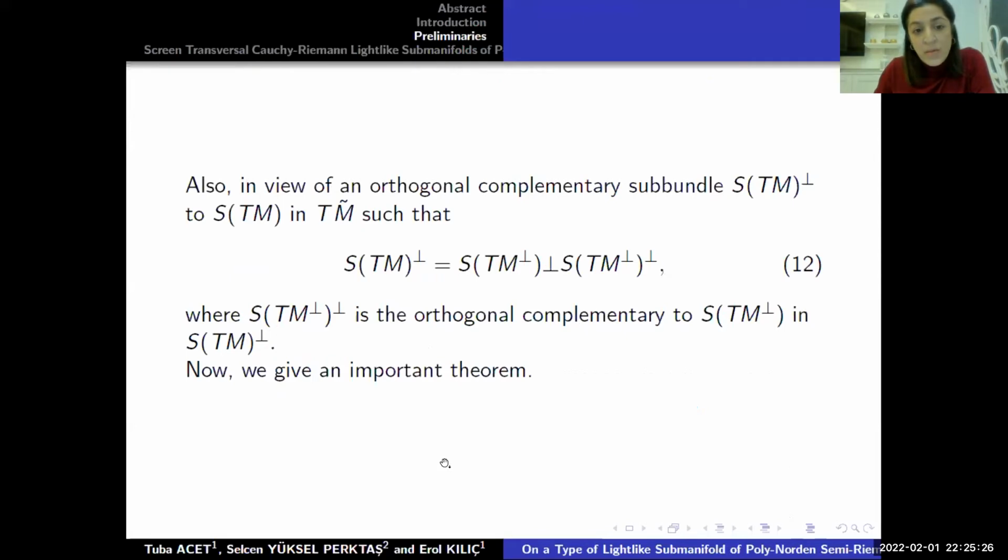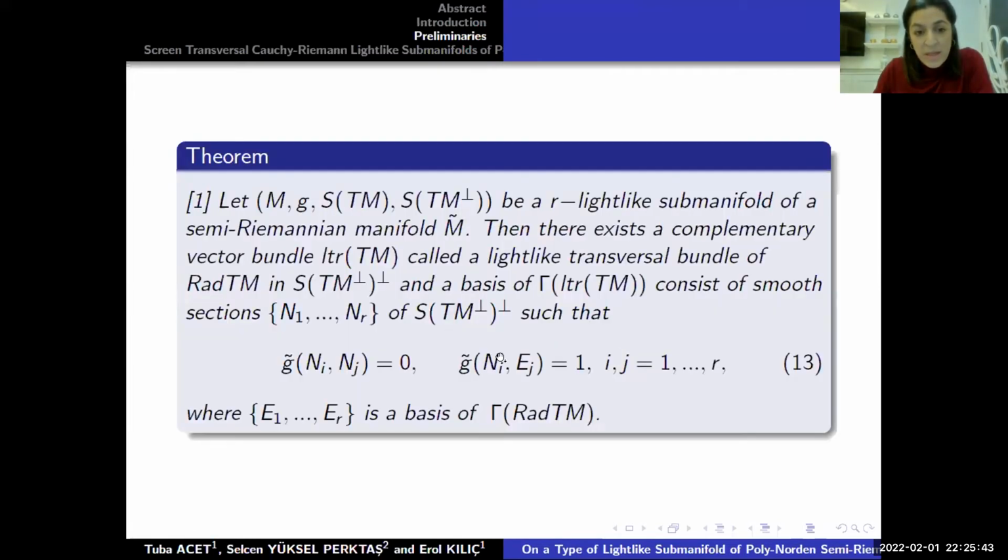And in view of an orthogonal complementary subbundle of STM perp to STM in the tangent bundle of the ambient manifold, we can write this decomposition given by 12. And this is an important and basic theorem for lightlike submanifolds. By using this theorem, we can say that there exists a complementary vector bundle ltr(TM), which is called a lightlike transversal bundle of rad TM, and the basis of this bundle satisfies 13.